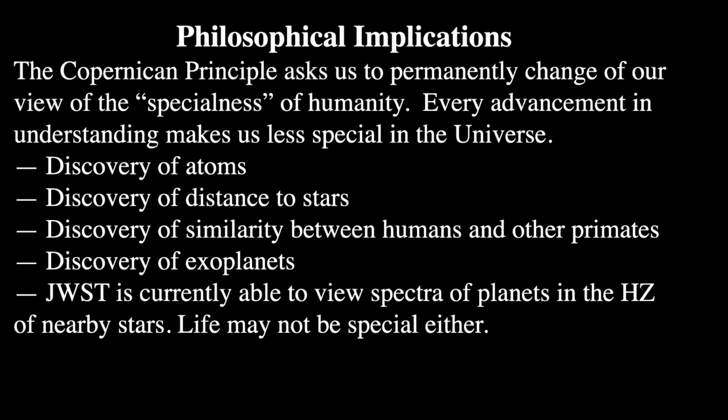There are planets everywhere. And in fact, the James Webb Space Telescope is currently available to observers who are making proposals and getting it done. It's able to see spectra of planets in the habitable zones of nearby stars. And so we might find in the next decade or so that life itself in the universe isn't special either, and that the Earth does not hold a monopoly on life.